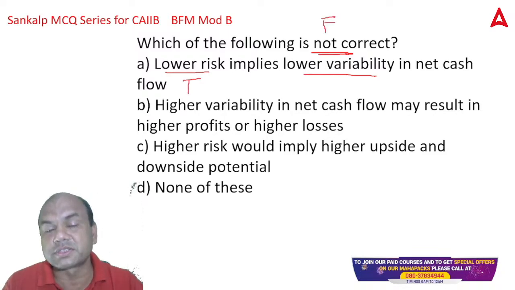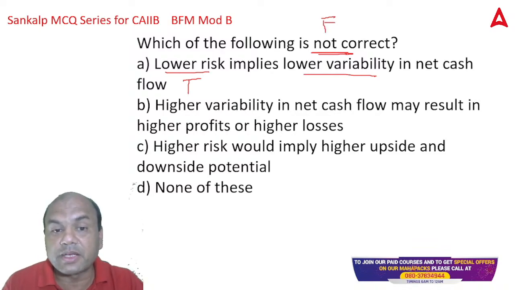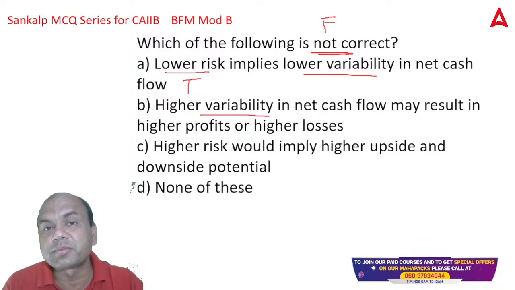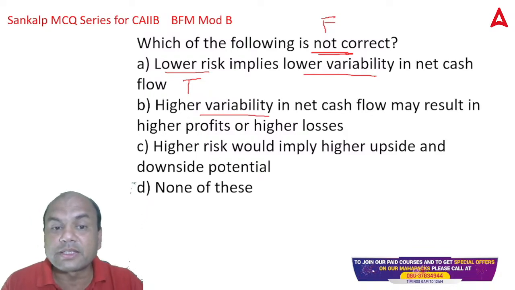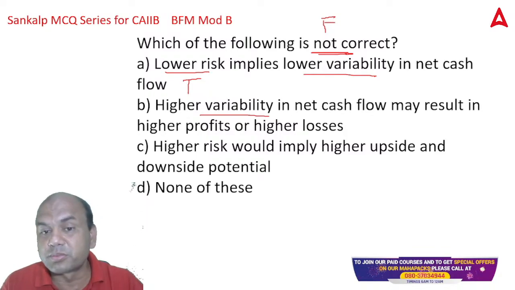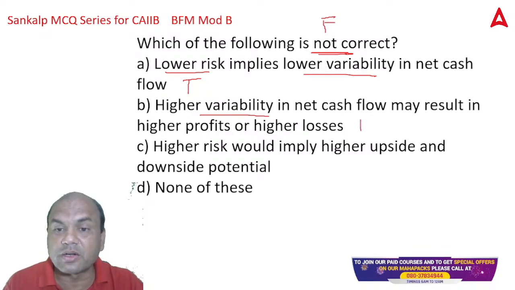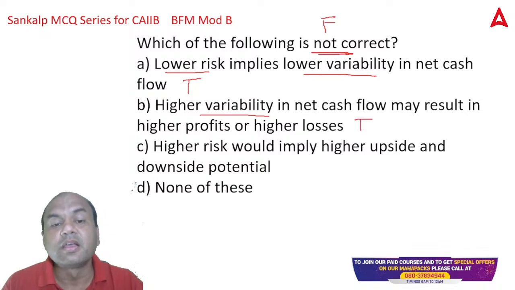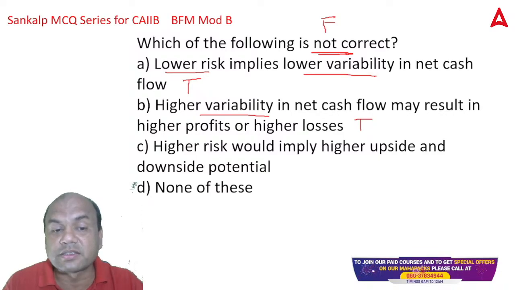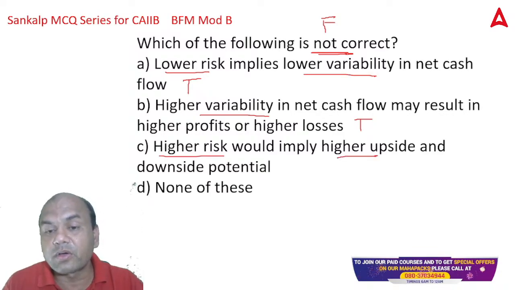Higher profits or higher losses. So higher variability means sometimes I'm getting huge cash, sometimes no cash. So it may result in higher profits or higher losses, both. That is true again, isn't it? Higher risk would imply higher upside or higher downside. Higher risk, higher upside or higher downside, right?